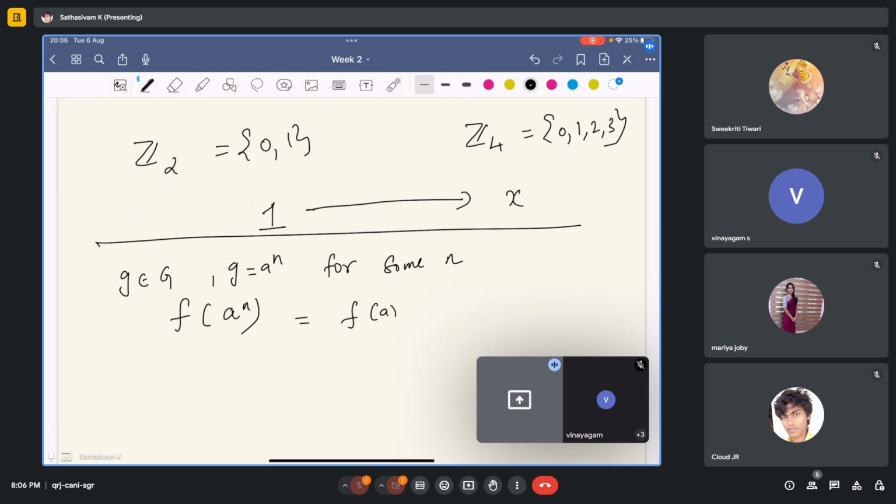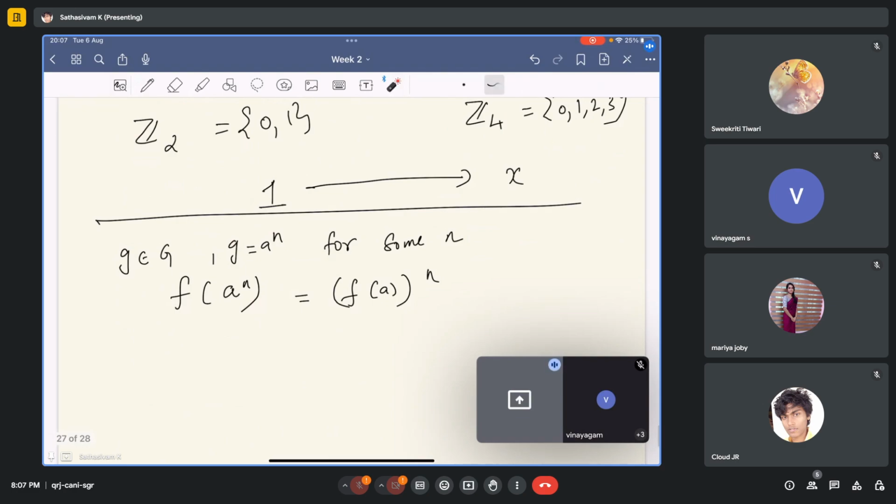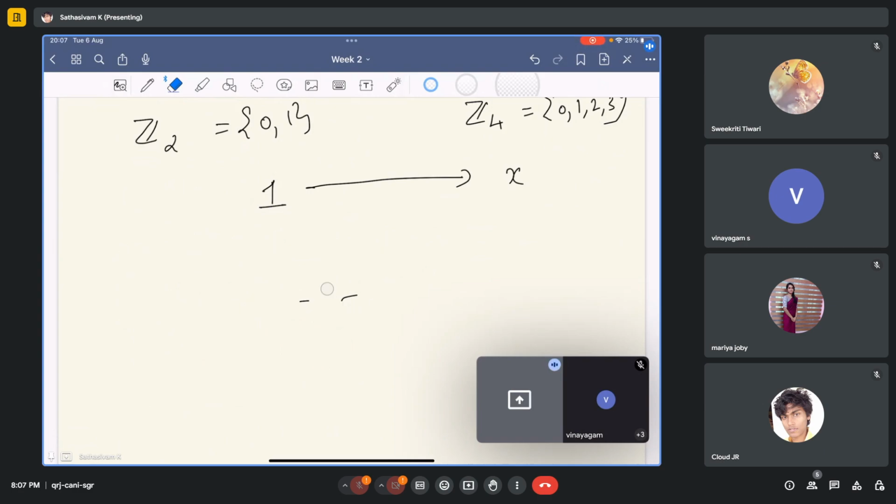You can write it as f of a, n times. Okay. So as long as I know where the a maps, so basically a maps to f of a, right? As long as I know where the a maps, I know where everything else maps. Okay, so let's look at where a maps here.